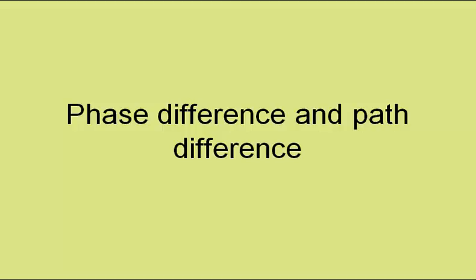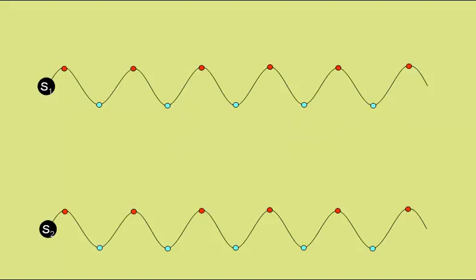Phase difference and path difference. Here I have two sources of waves, S1 and S2. I've marked the peaks of the waves in red and the troughs of the waves in blue, just for clarity.